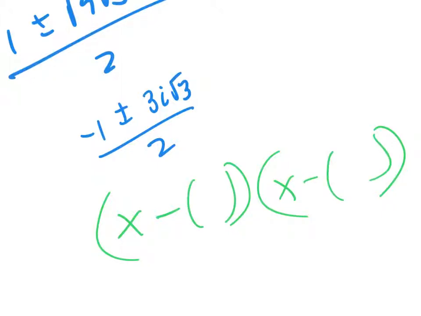It's x minus on both of them. X minus negative 1 plus 3i root 3 all over 2, and x minus negative 1 minus 3i root 3 all over 2. Whew, that's icky. That's complicated. That's honors pre-calc level. You factored it. It's gross, but it would work.